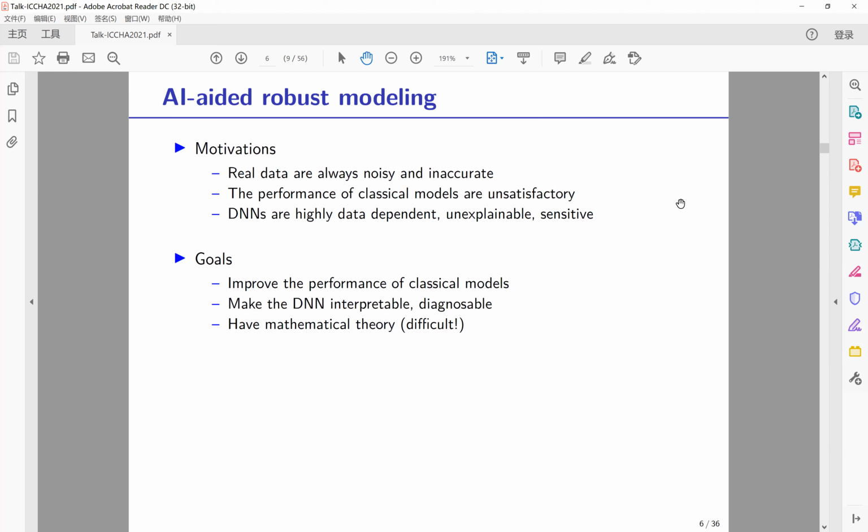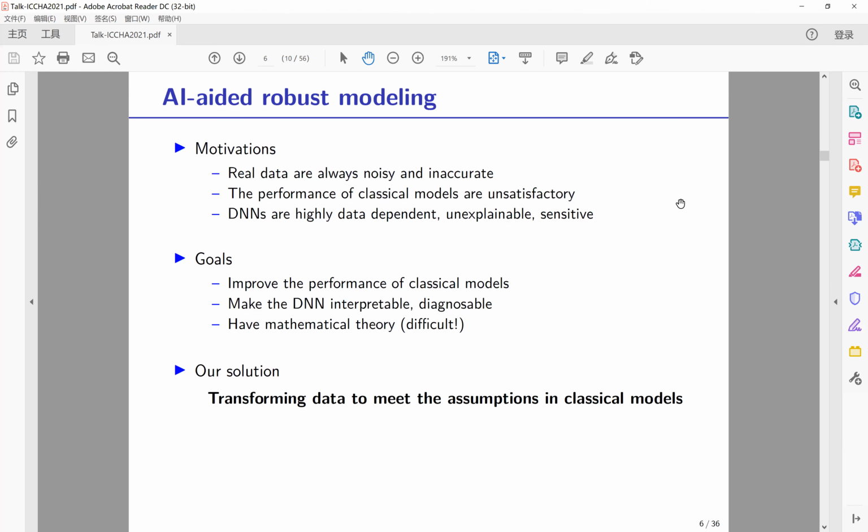But these DNNs are highly data dependent, unexplainable, and sensitive. So here, my goal is: can we combine the advantages of the classical approach and DNNs so that we can boost the performance of the classical approach? And also the classical approach can provide some diagnosis conditions when we want to change the DNN. Moreover, if we can have some mathematical theory, it could be better. But in this talk, I won't talk about it.